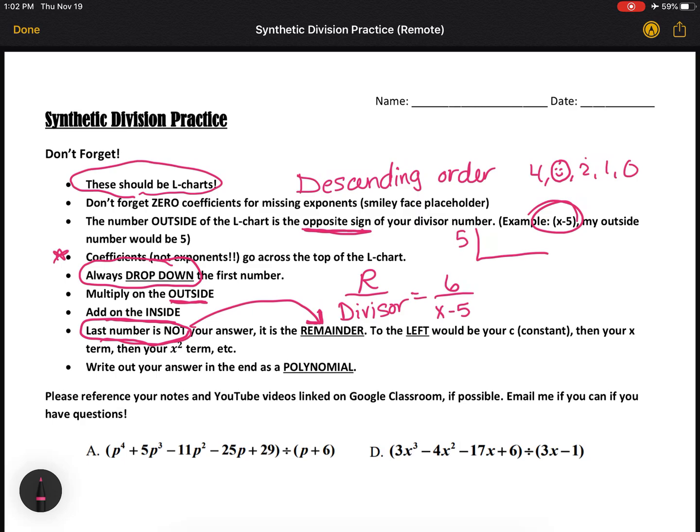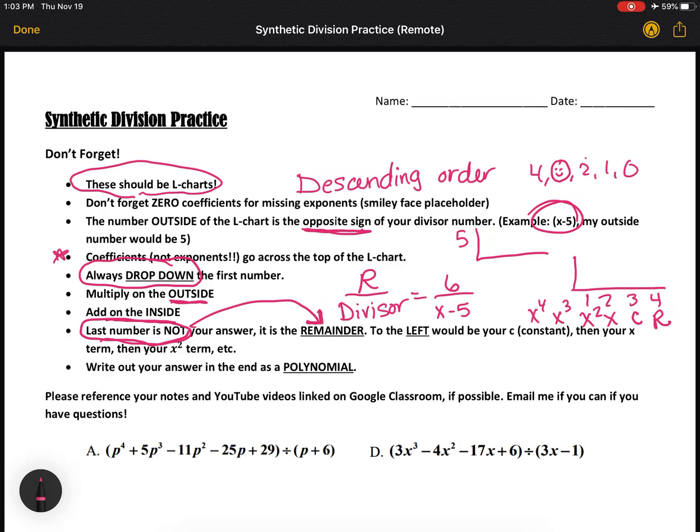Alright, to the left would be your C. So say I got my L chart done here, and I had 1, 2, 3, 4, or something like that. My last one's my remainder. The next one over is my constant, or regular old number. The next one over from that is the x term, so the single old x, or exponent of 1. The next is x squared, and if I had more numbers, it would be x to the 3rd power, x to the 4th power, on and on and on, as you go to the left.